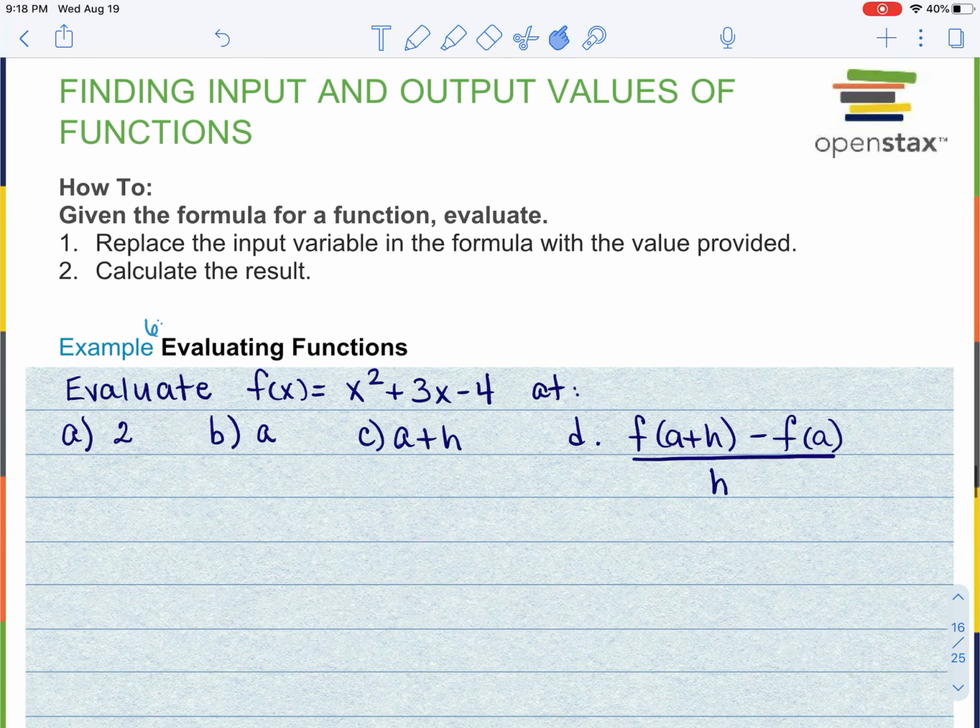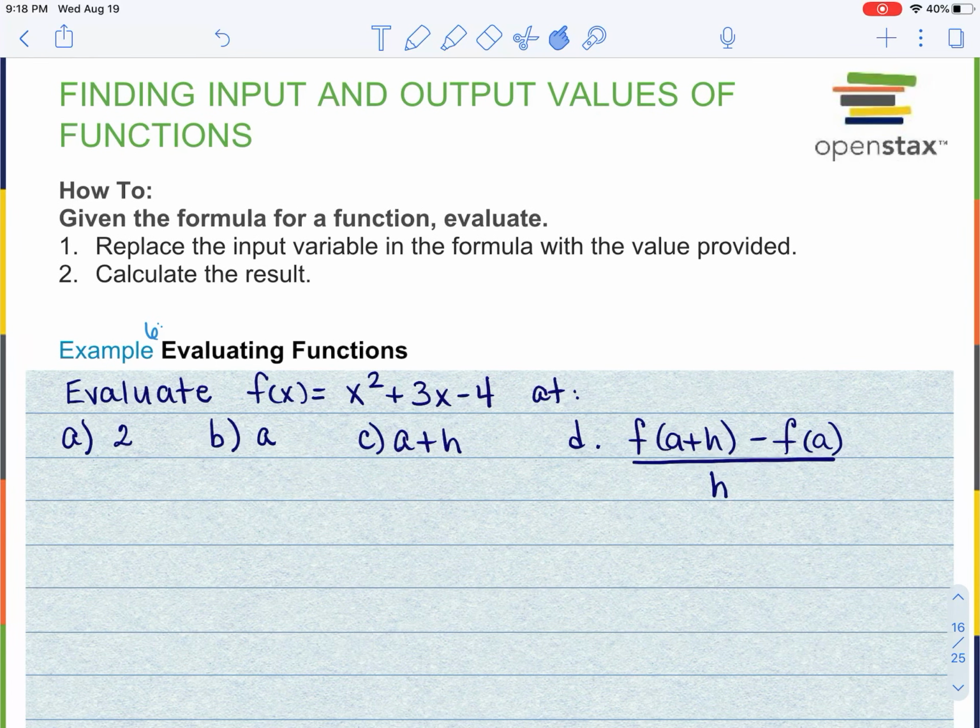All right, now this is the fun stuff. This is where we get to the actual calculations and crunching numbers. So more than just yes or no answers or listing domains and ranges, finding input and output values of functions. So notice this, we're not just finding output values, we're also finding input values, not at the same time, but we will be finding both. So how to do this?